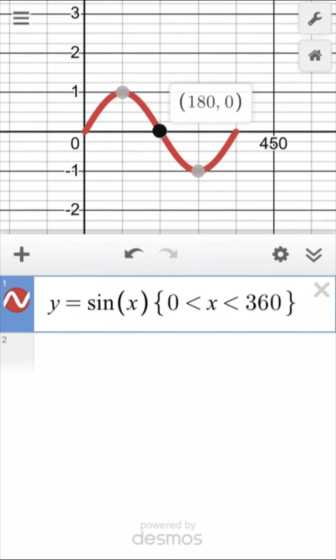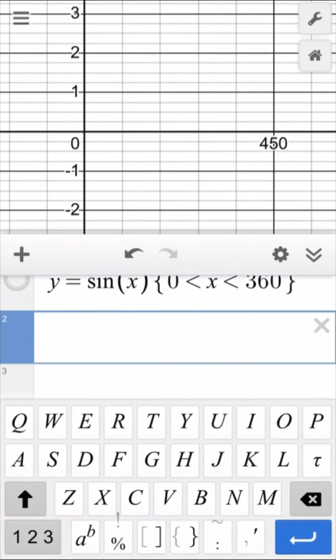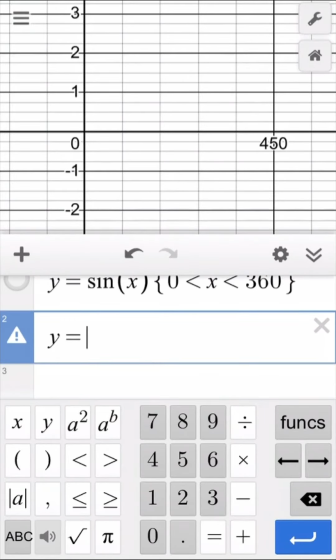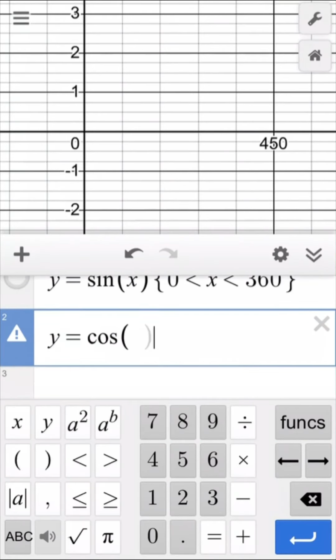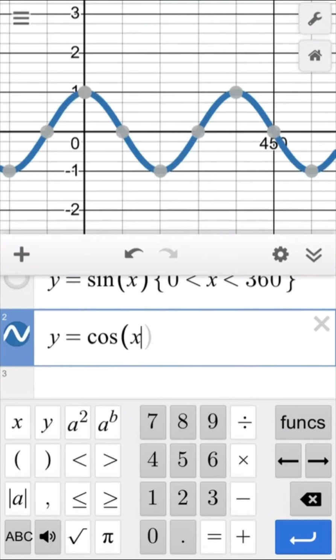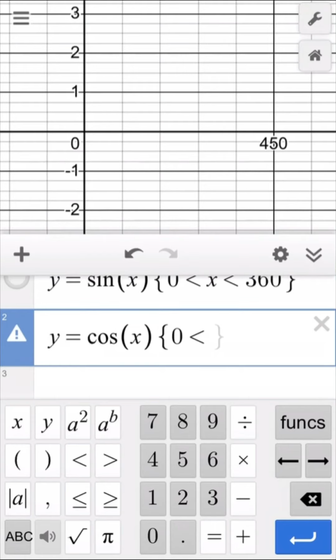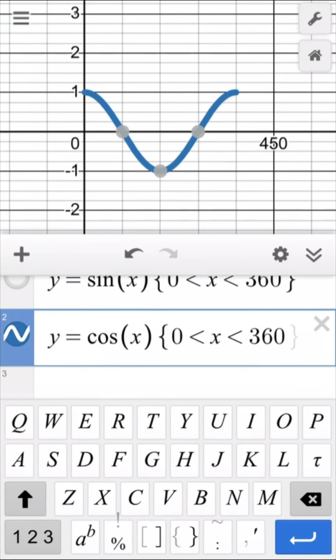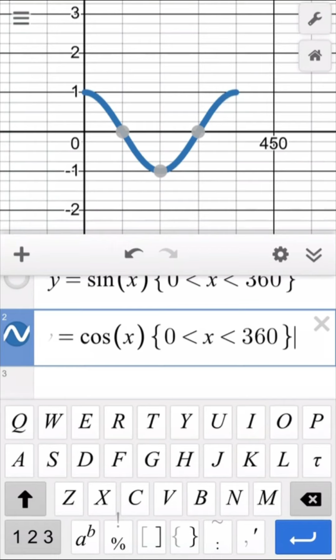Now the second one is cos function. Y is equal to cos x. We select from the functions. Now after writing down this function, we also put restriction here from 0 till 360 degrees to find out the function in first 4 quadrants. So we can see this blue curve here.